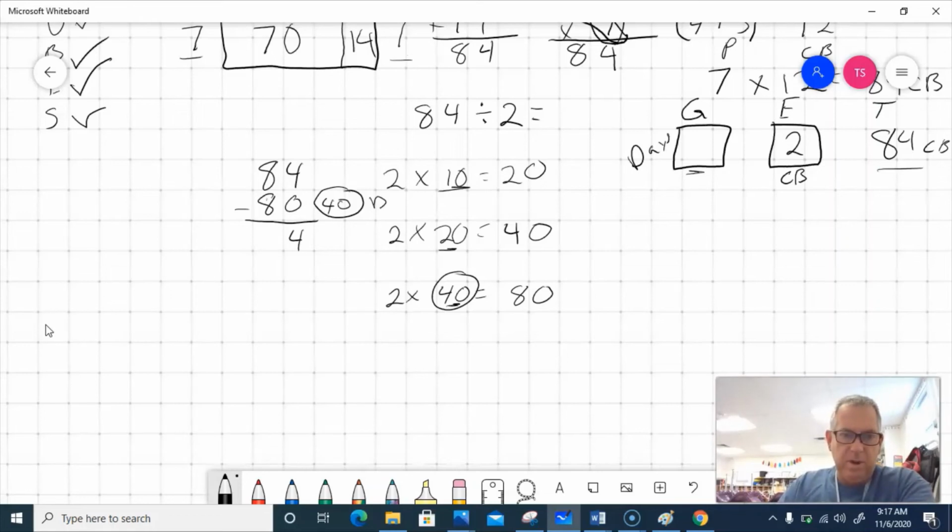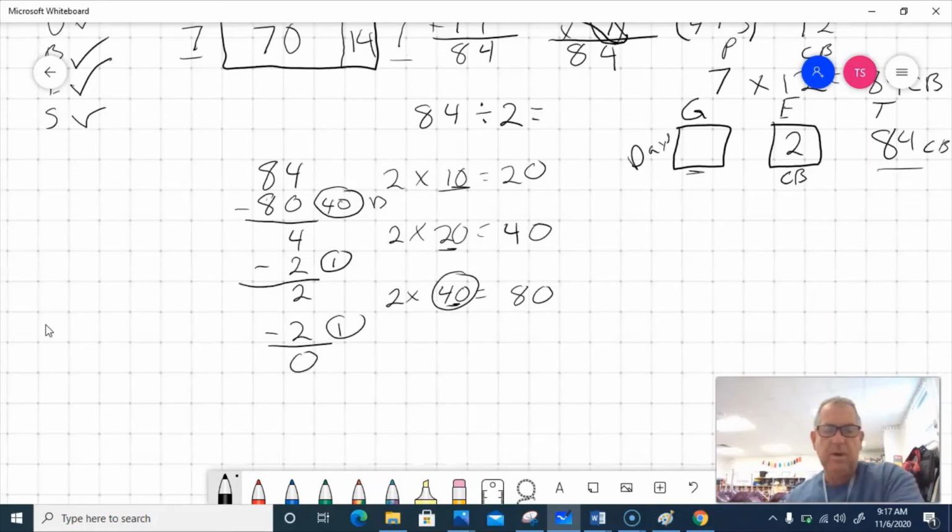Now we'll go ahead and take away one more group. That's one group. And 2 from 4 is 2. And I take away one more group. 2 minus 2, that's one group. That gets me to 0. So whenever we're doing the partial quotient or the repeated subtraction strategy for doing division, we always need to keep on taking away until we get to 0, because that means we made all the groups we could.